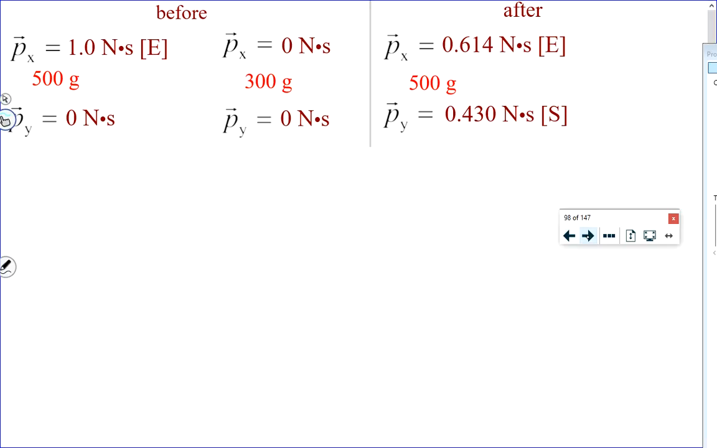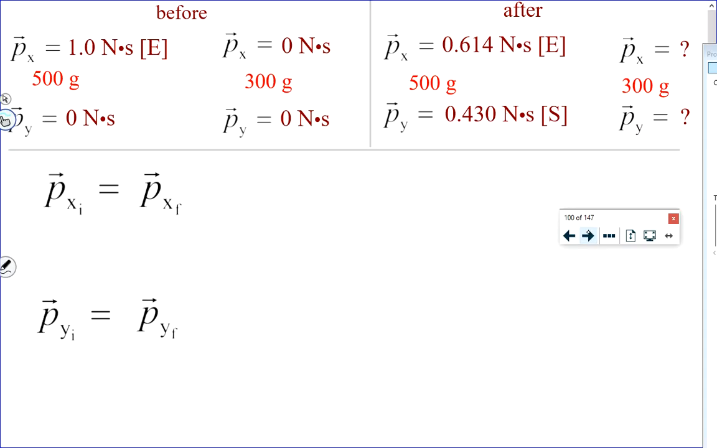The magnitude of the east component is 0.614 newton seconds and the south is 0.430 newton seconds. Now, we started this by saying, oh, and the 300-gram ball afterwards, that's our goal. We need to know these two components. We started off by saying that if momentum is conserved in two dimensions, it is conserved in both the x dimension and the y dimension.